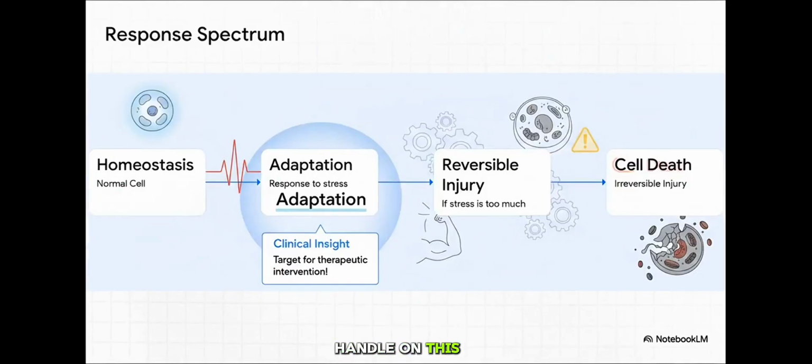To get a handle on this, you have to see the whole spectrum of how a cell can respond. You see, a cell normally just chills in a state of homeostasis, everything's balanced. When stress comes along, its first move: to adapt. Now, if that stress is too severe or lasts too long, the cell gets injured, which might be reversible. But if you push it too far, you end up with irreversible injury and, ultimately, cell death. Our focus today is on that critical first response, adaptation.